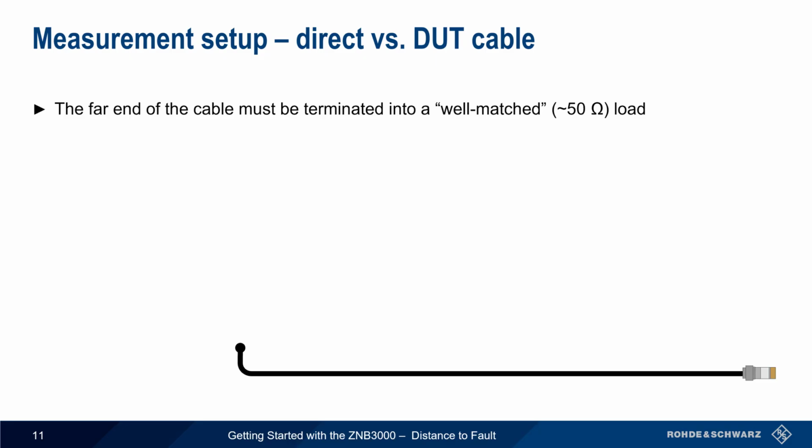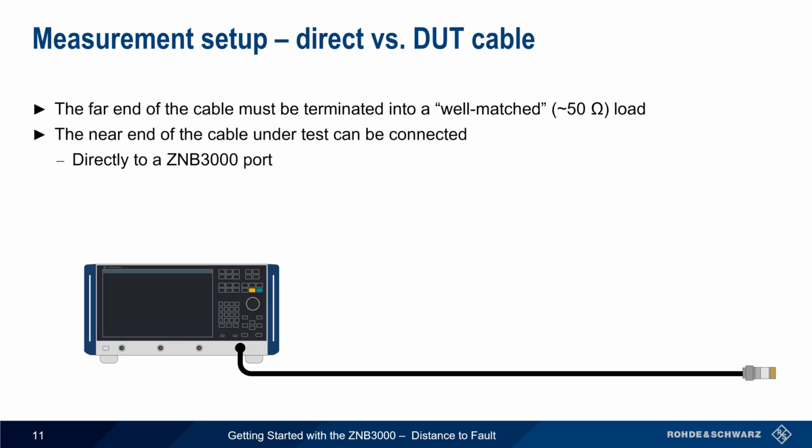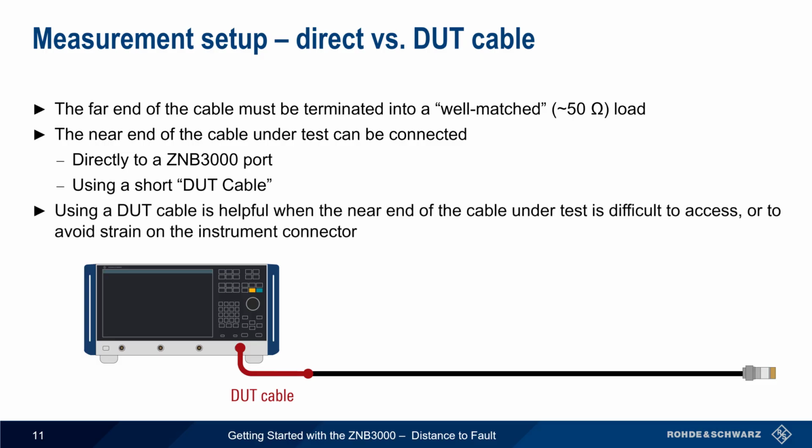of the cable. The near end of the cable can be connected directly to the ZNB3000, or the cable can be connected using a short, high-quality DUT, or device under test, cable. A DUT cable may be helpful when the near end of the cable under test is difficult to access. Using a DUT cable also helps to avoid strain on, or damage to, the ZNB3000 connector. As we'll see in a few minutes, the effect of this DUT cable can be removed via calibration.